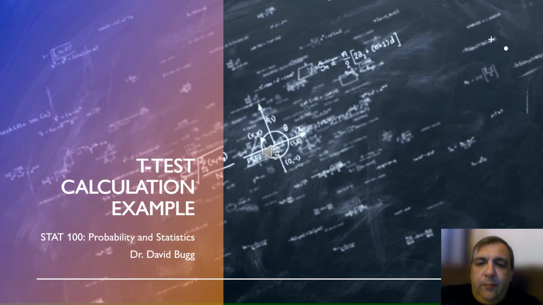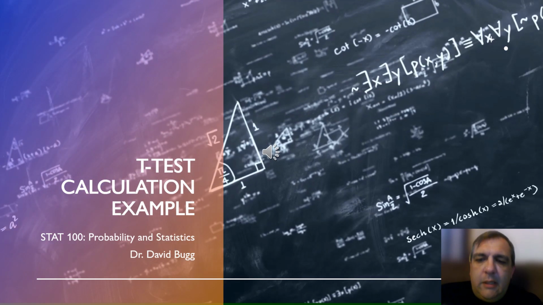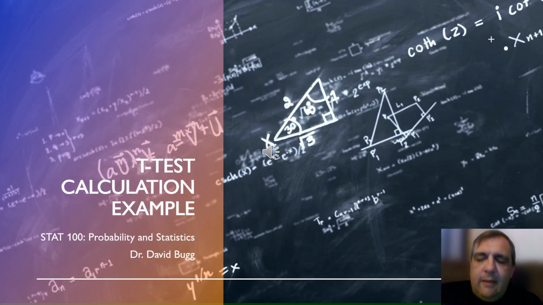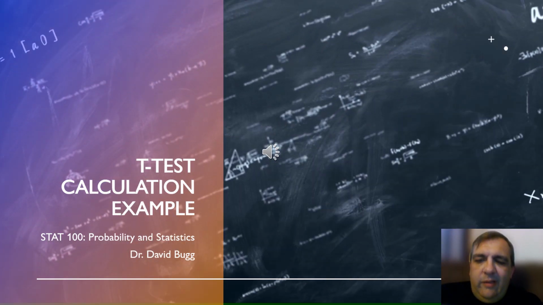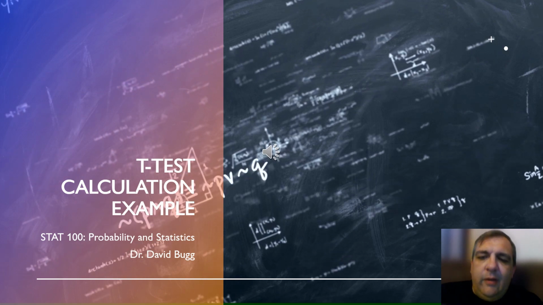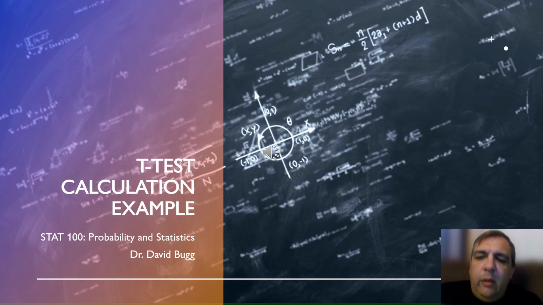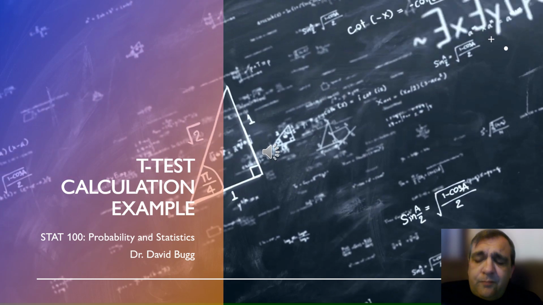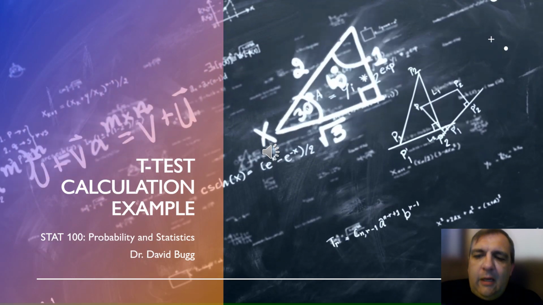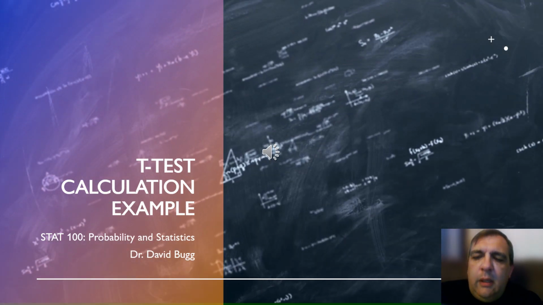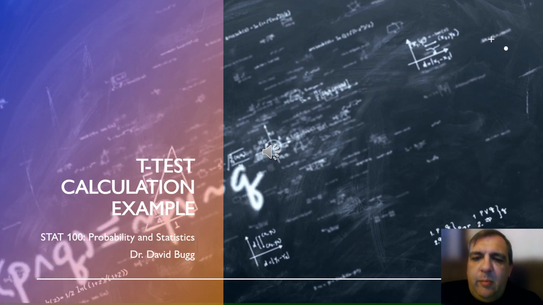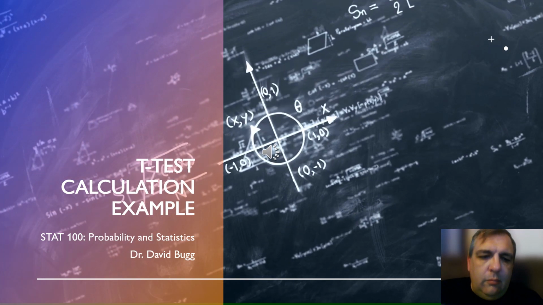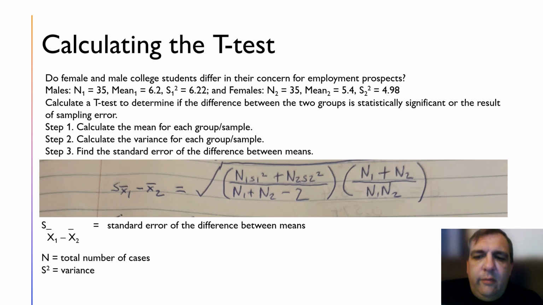David Bug. Today we're going to take a look at how to calculate a t-test to do hypothesis testing to see if there is a significant statistical difference between the means of two groups, where the groups represent categories of the independent variable and how they affect our dependent variable. So, how do we calculate a t-test? Let's take a look at an example.